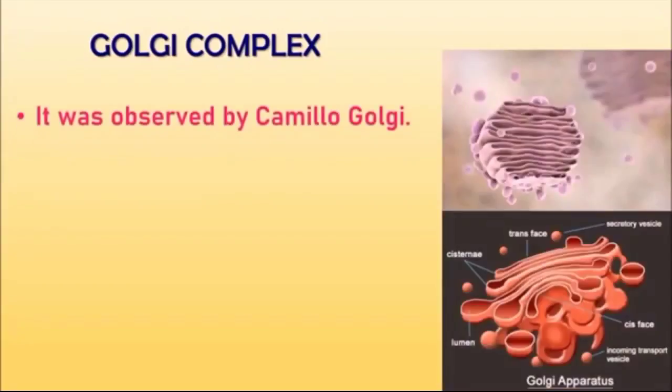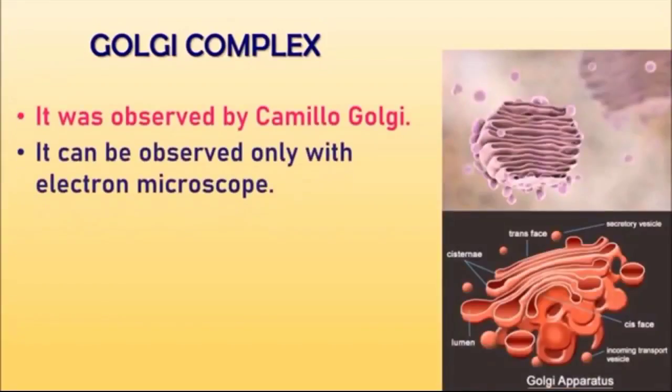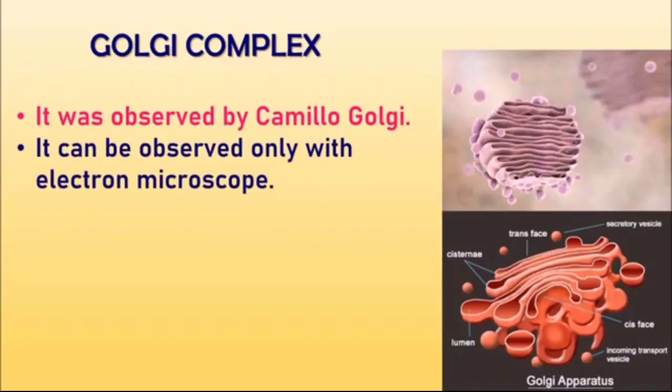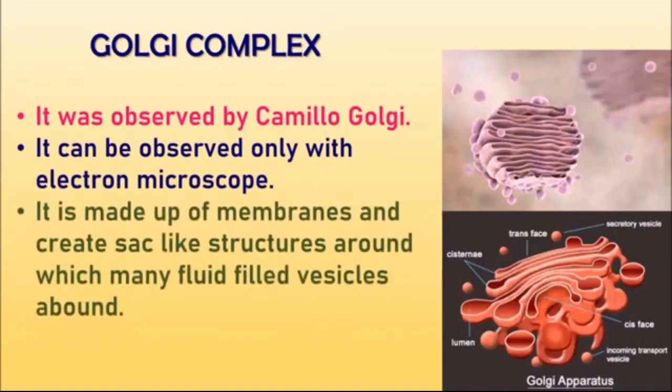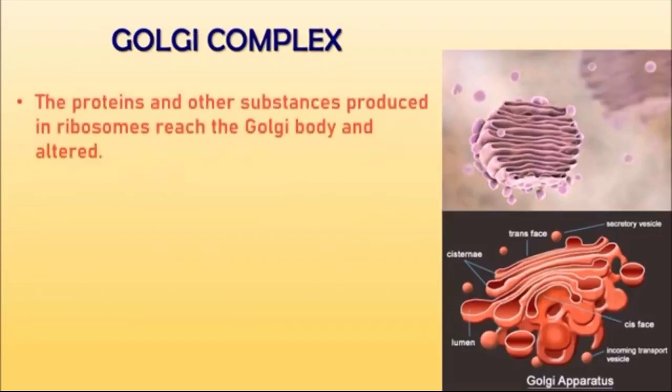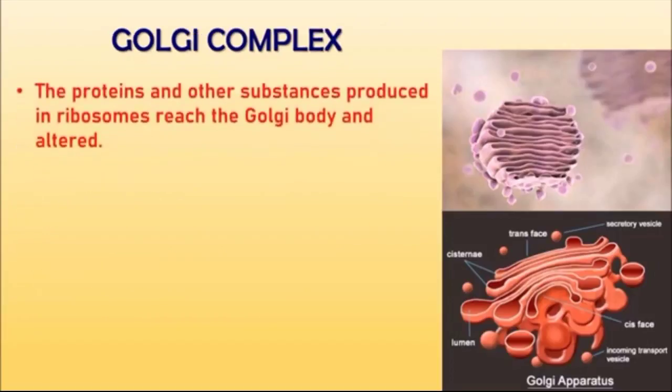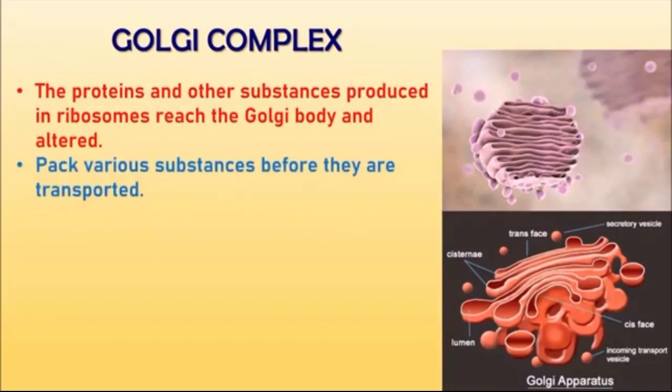The next cell organelle is Golgi complex. It was observed by Camillo Golgi. It can be observed only with the electron microscope. It is made up of membranes and creates sac-like structures around which many fluid-filled vesicles are bound. The proteins and other substances produced in ribosomes reach the Golgi body and are altered. They pack various substances before they are transported.